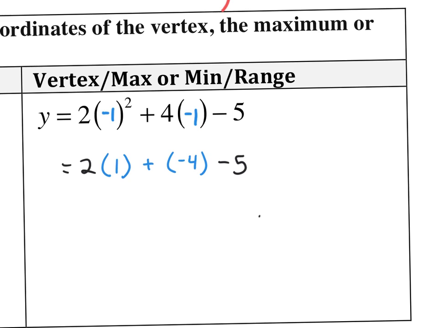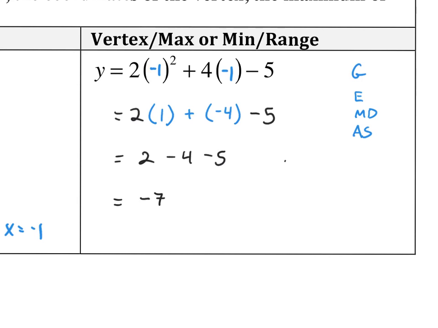Continue to do multiplication. So, GEMDOS. I did grouping already. I did my exponents. I started multiplication right here, and I'm going to continue multiplication right there. So this is a 2 minus a 4 minus a 5. And lastly, add or subtract. And when you add or subtract, just go left to right. So 2 minus 4 is negative 2. Minus 5 is negative 7. So here's my vertex. X is negative 1. Y is negative 7. So that's the vertex.